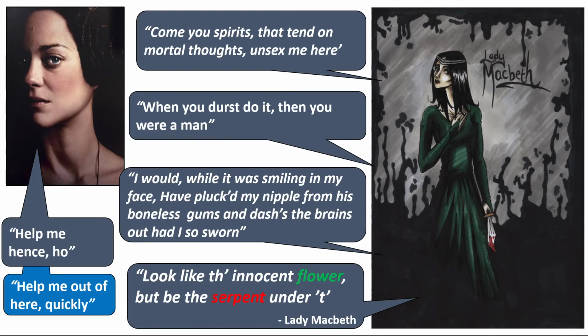She's speaking directly to the supernatural, to the forces of darkness. "Come, you spirits that tend on mortal thoughts." She wants the power of a man. When she's saying "unsex me" here, she wants to have the violence and the agency of a man in those times. And she taunts her husband. When he's going a bit cold, he's getting cold feet over whether to do the murder or not. "When you durst do it, then you were a man." And there's lots of plosive, harsh sounds, that cacophony there.